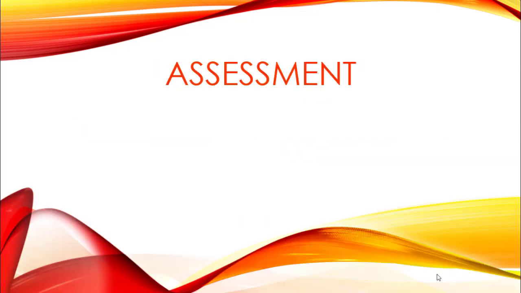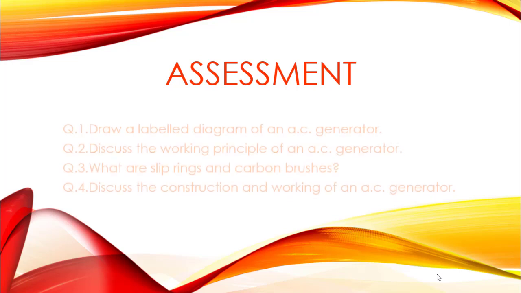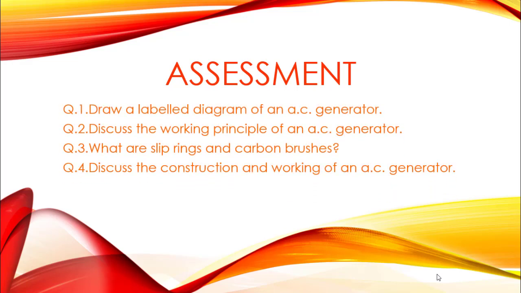This is our assessment for today's lesson. Question number 1. Draw a labeled diagram of an AC generator. Question number 2. Discuss the working principle of an AC generator. Question number 3. What are slip rings and carbon brushes? Question number 4. Discuss the construction and working of an AC generator.